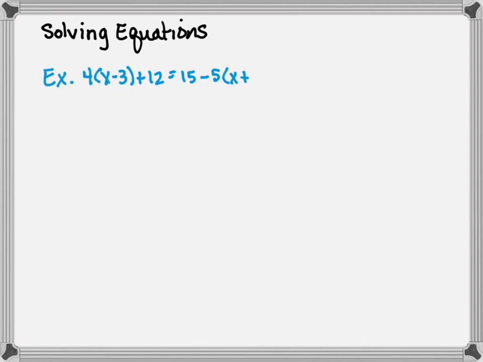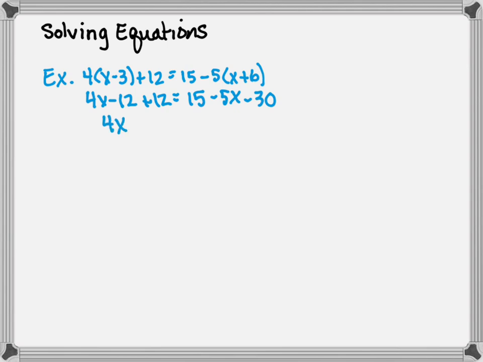So our first example, we have 4 times the quantity x minus 3 plus 12 equals 15 minus 5 times the quantity x plus 6. So here we'll distribute. So I did 4 times x to get 4x, 4 times negative 3 to get negative 12, plus 12 equals 15. I distributed it again, so negative 5 times x, negative 5x, negative 5 times 6 to get negative 30.